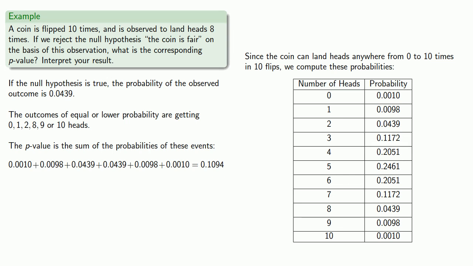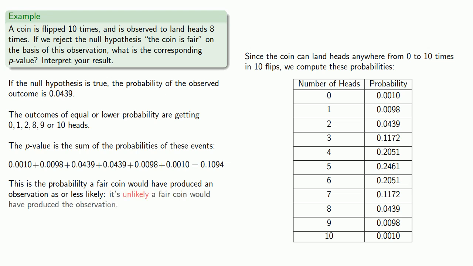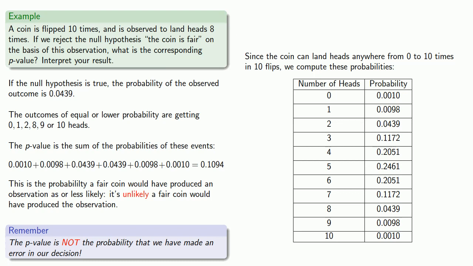And so now let's interpret our result. This probability, 0.1094, is the probability a fair coin would have produced an observation as or less likely. And so we might say that it's unlikely a fair coin would have produced the observation landing heads 8 times in 10 flips. It's very important to remember the p-value is not the probability that we have made an error in our decision.